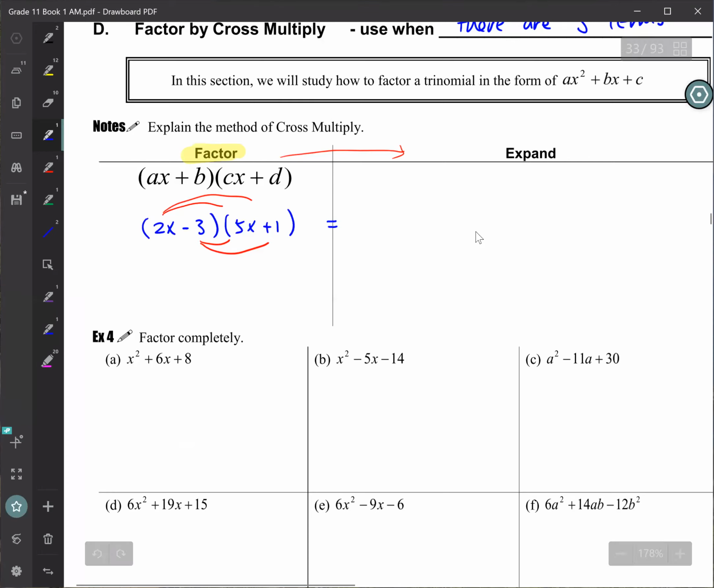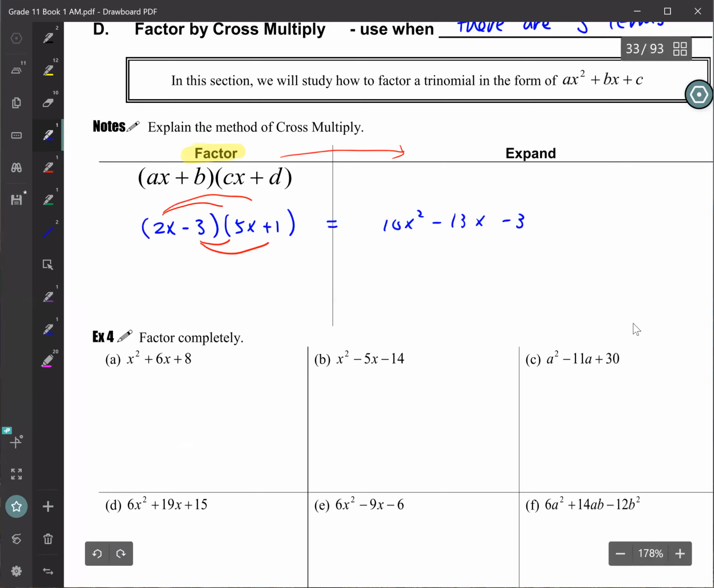Please raise your hand when you finish expanding. Okay, Colin, can you tell us what you got? 10x squared minus 13x minus 3. Okay, thank you.